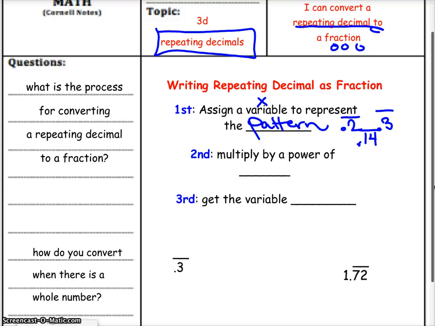The second thing that you do is multiply by a power of 10. You're always going to multiply by 10, 100, or 1,000, depending on how many numbers are in the pattern. If there's one number in the pattern, you multiply by 10. If there are two numbers in the pattern, you multiply by 100. So the amount of zeros equates to the amount of numbers in the pattern. And then lastly, you're going to get the variable alone.